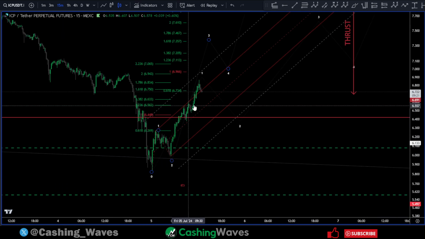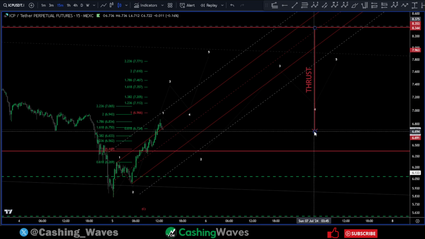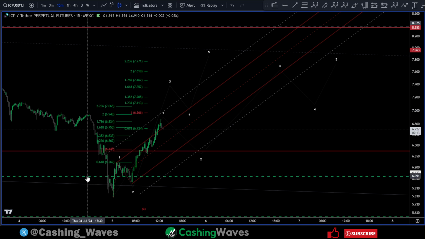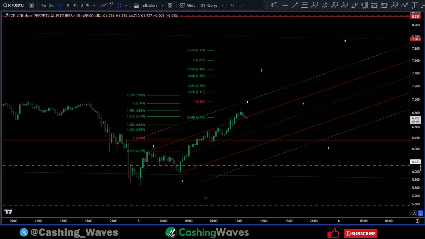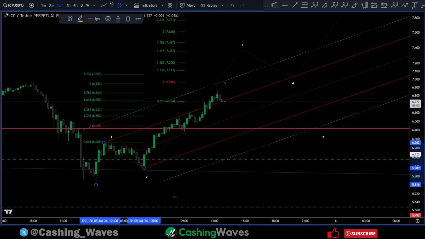But this is a tough one here. I'm tracking 2 counts. So I'll either have this as a, let me zoom in here. So this one over here, I took from the low as a 1, 2, put our extensions up, expect a third at around the 618.